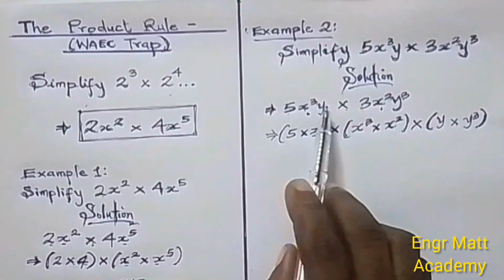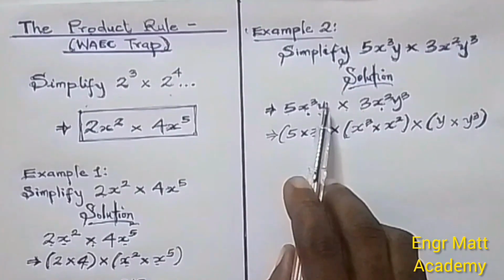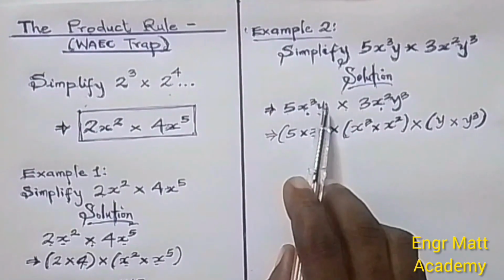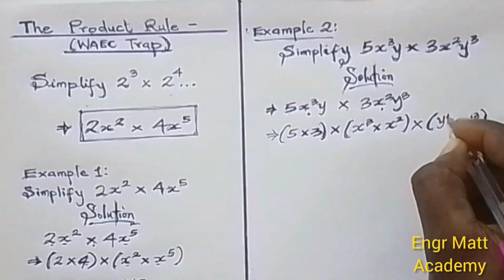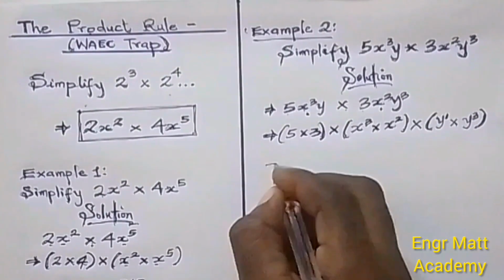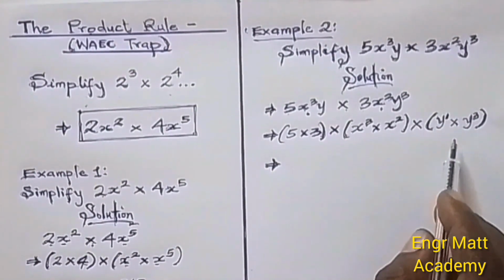Many students will think that y has no power. They will think the power of y is 0, but it is 1. Only that we know it is invisible. Now we will make that invisible 1 visible. We will write 1 here. Next, we will handle each bracket separately.